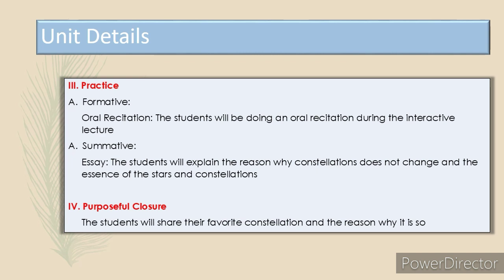Practice is oral recitation during the interactive lecture, and an essay, where the students will explain the reason why constellations do not change and the essence of the stars and constellations. The purposeful closure for week 2 will be that the students will share their favorite constellation and the reason why it is so.